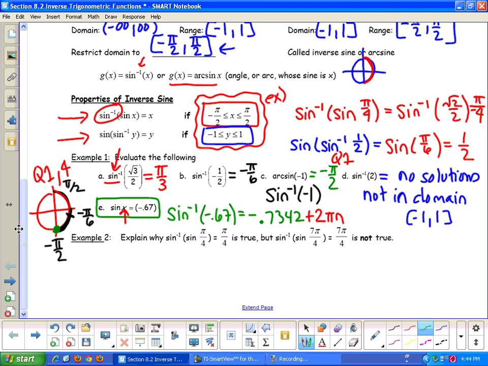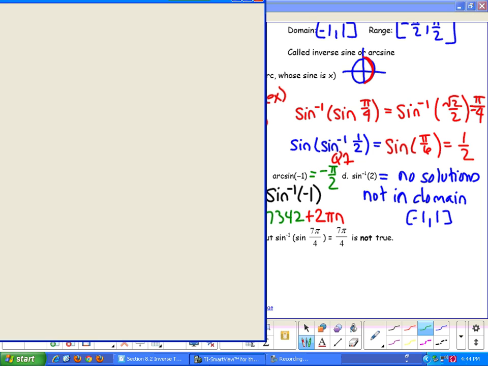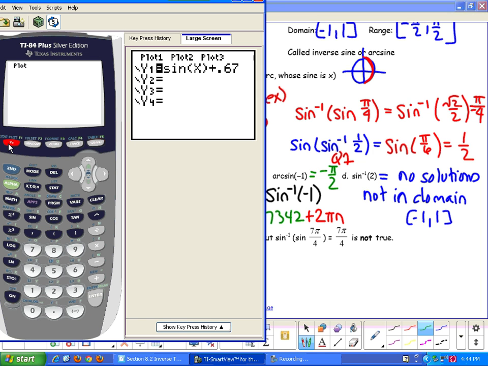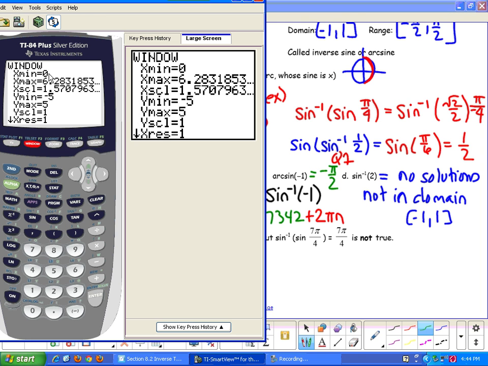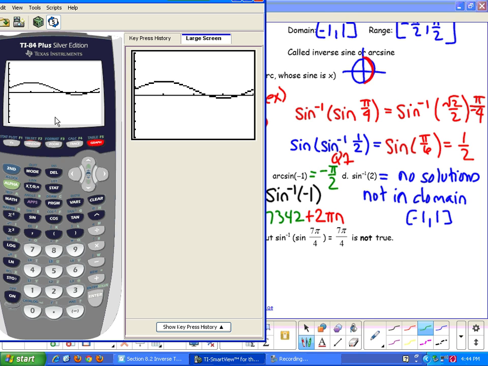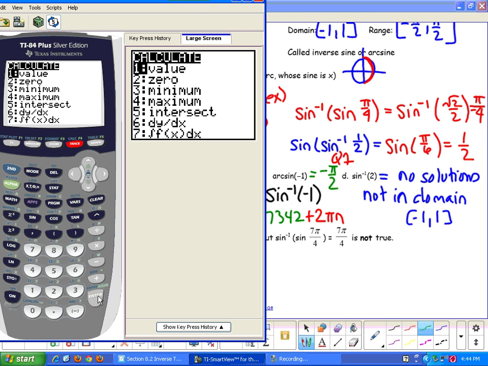And if I want to find the other values, I could use my graphing calculator. So what I would do is plug this into my y equals. We learned this in section 8.1. I set my equation equal to 0 by adding the 0.67 to the other side. And then on my window, I graphed it from 0 to 2 pi because that's the period of my function. And if I hit graph, notice that I see two places where I'm hitting on my graph.